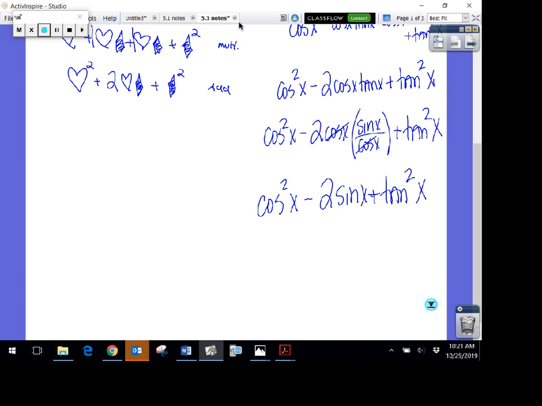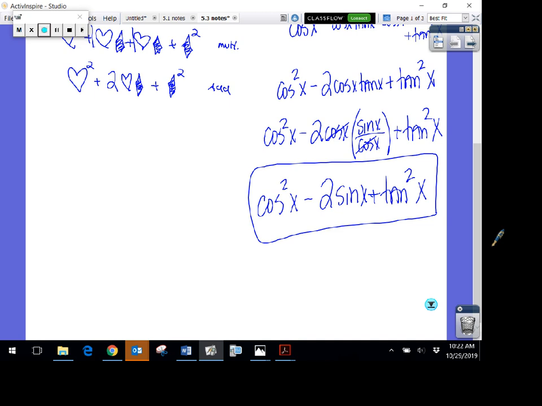Okay? And now, since cosine squared and tangent squared don't go together, they're not a Pythagorean ID. Like if this was cosine squared x plus sine squared x, then we could do something else. But there's not. We try to get it to one term. We can't do anything here. That sine x is nothing. So that's all we can do. We're done.